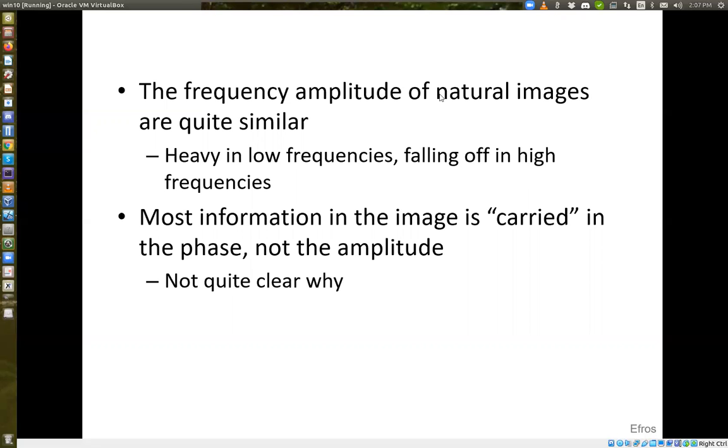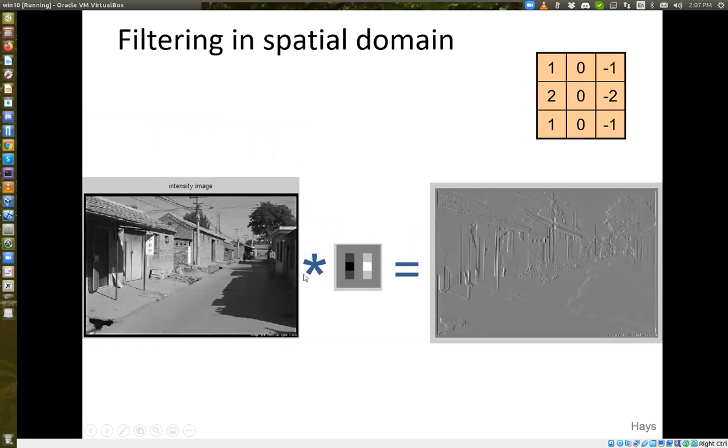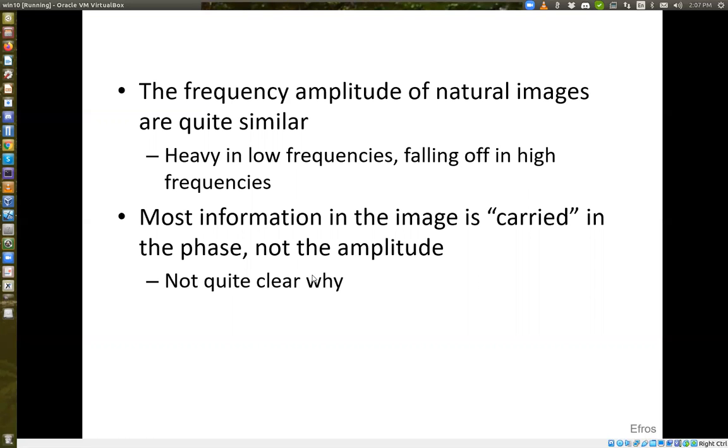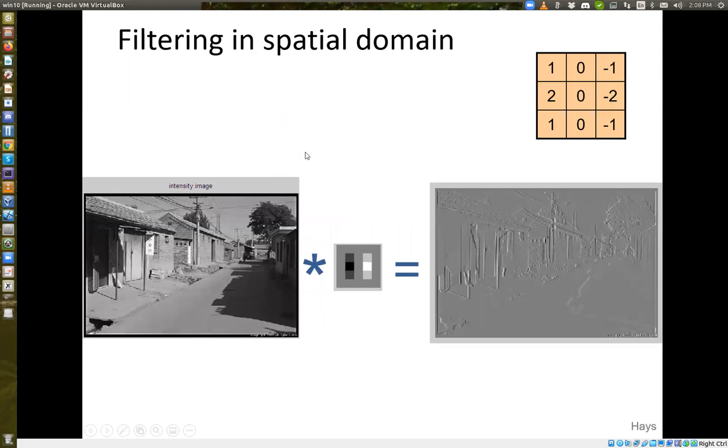And as I mentioned earlier, the most information is actually carried in the phase, not in the amplitude. This is kind of interesting because, for music, for example, for sound, we don't care about phase. We cannot hear phase. We care about the frequency, the amplitude of the frequency. So when you're speaking, we care exactly what frequency components you're mixing together, but we ignore the phase. That's part of why we perceive sound and vision very differently.